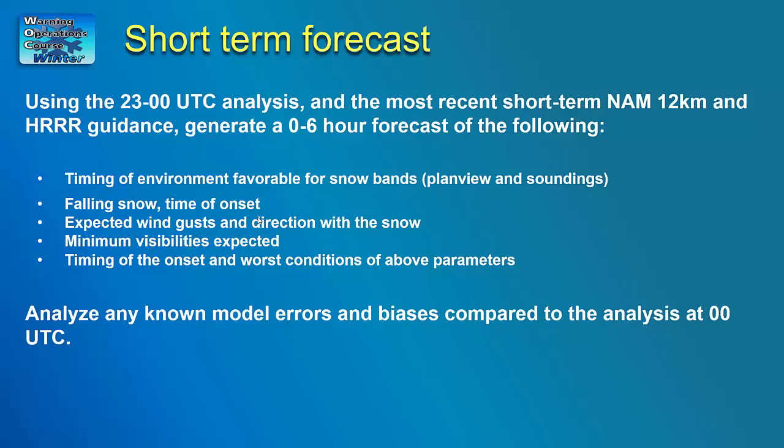that snow. Along with that, what are the snow and the wind going to do with the visibilities? We'll take a look at the model forecast and then try to extrapolate from there. And then when are those worst conditions of the above parameters going to happen? So along the way, we'll take a look at model differences, biases compared to the analysis at 0Z.